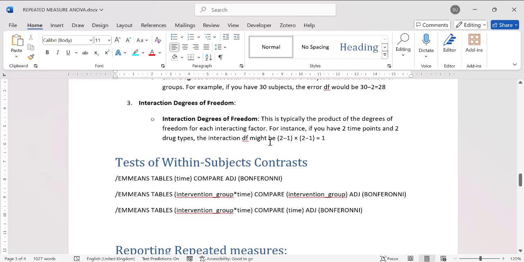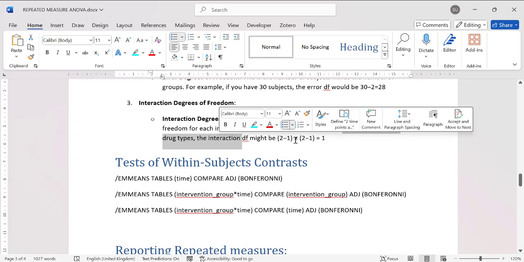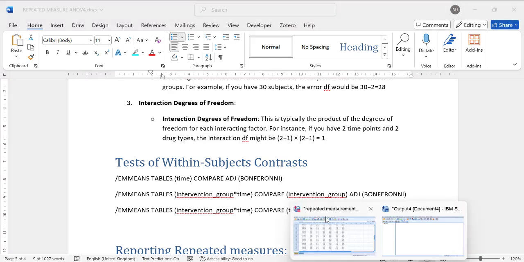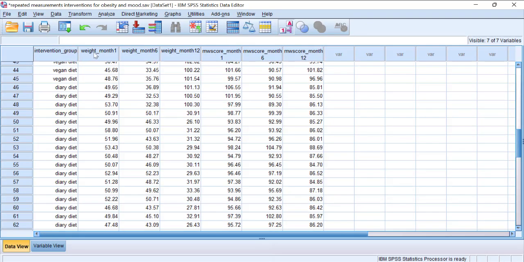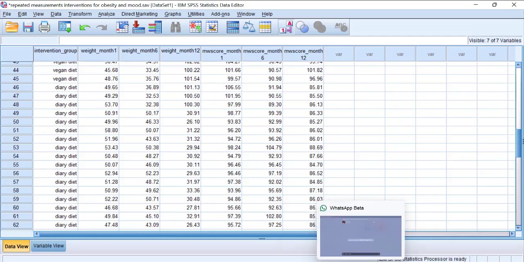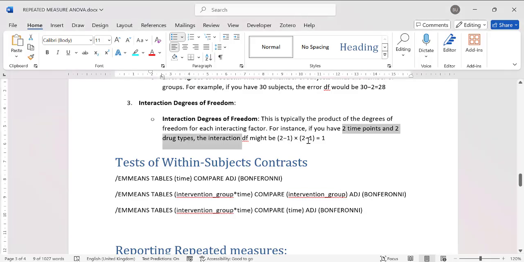And then for the interaction degrees of freedom, if you have two time points and two drug types, for example, that will be 2 minus 1 times 2 minus 1. So for my research, I have 3 time points, month 1, 2, 3, and then I have 3 intervention groups. So for the interaction, it will be 3 minus 1 times 3 minus 1.